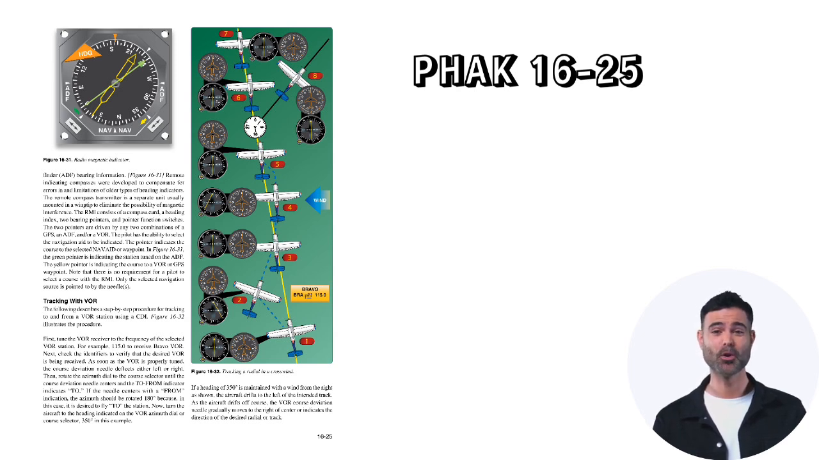Tracking with VOR. The following describes a step-by-step procedure for tracking to and from a VOR station using a CDI. Figure 16-32 illustrates the procedure. First, tune the VOR receiver to the frequency of the selected VOR station, for example, 115.0 to receive Bravo VOR. Next, check the identifier to verify that the desired VOR is being received. As soon as the VOR is properly tuned, the course deviation needle deflects either left or right.